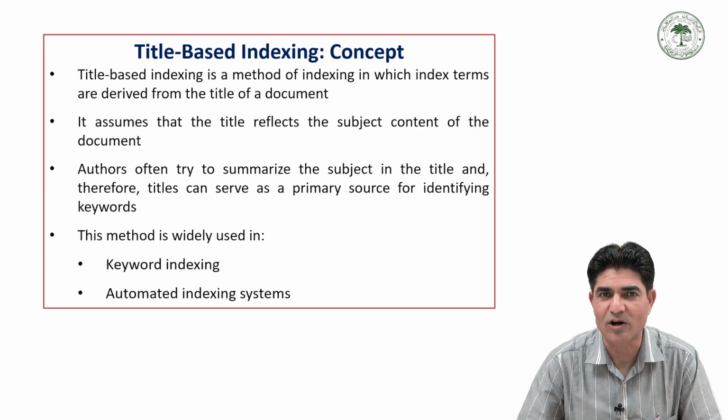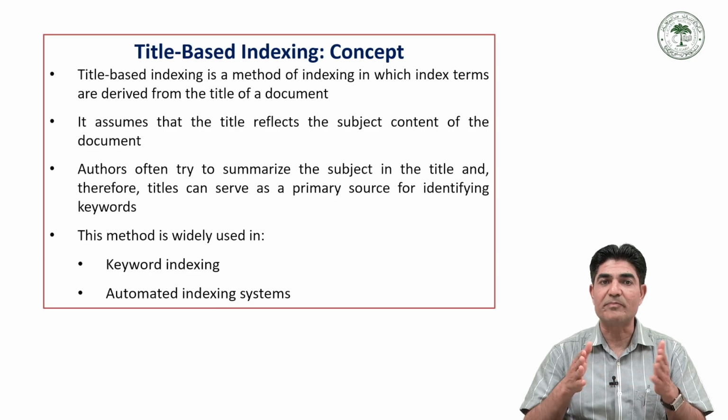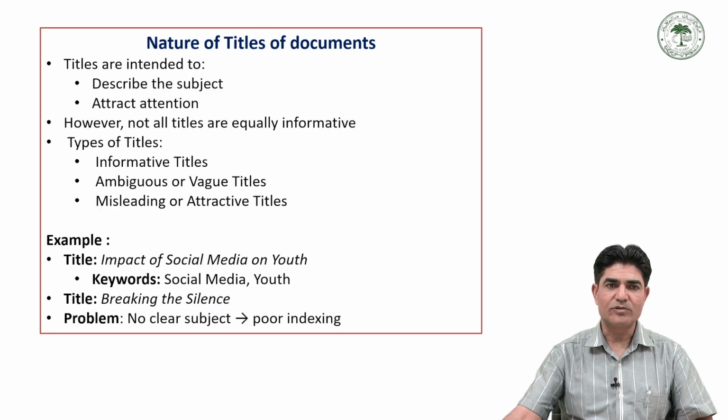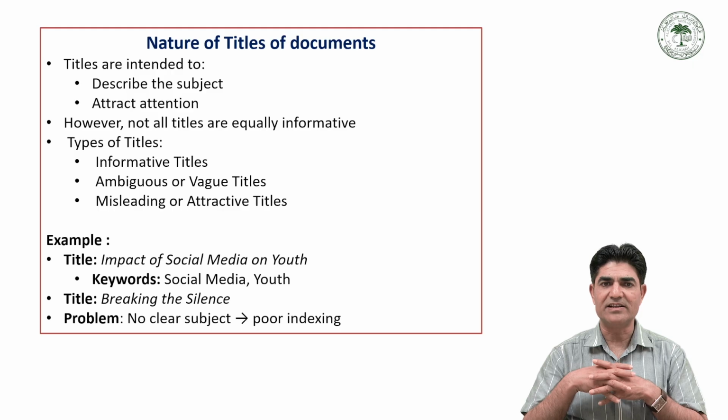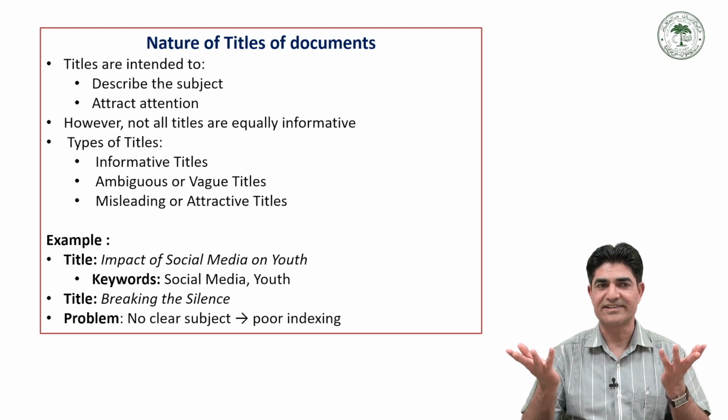Or sometimes authors use an attractive title for the document, which clearly does not indicate the subject of the document. Authors often try to summarize the subject in the title, and therefore titles can serve as the primary source for identifying keywords for the purpose of indexing. This method is widely used in keyword indexing and automatic indexing systems. As I mentioned, the nature of titles may be different. Titles are intended to describe the subject and to attract the attention of the users or readers.